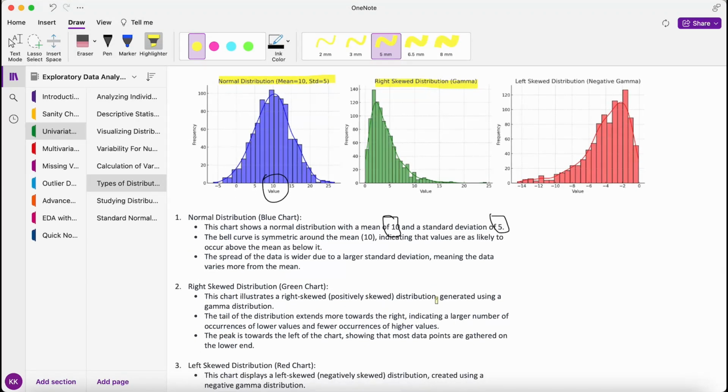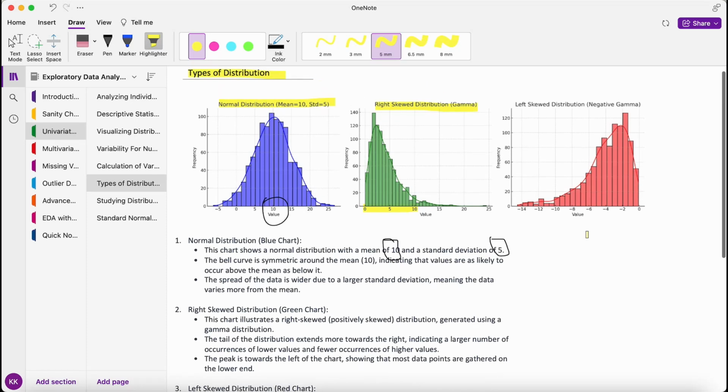Moving on, the green chart represents a right-skewed distribution, also known as positively skewed. In this distribution, the majority of the data points cluster to the left, with the tail stretching towards higher values on the right. This suggests that higher values are more uncommon. You'll notice that the mean is greater than the median due to the long tail pulling the mean upwards.